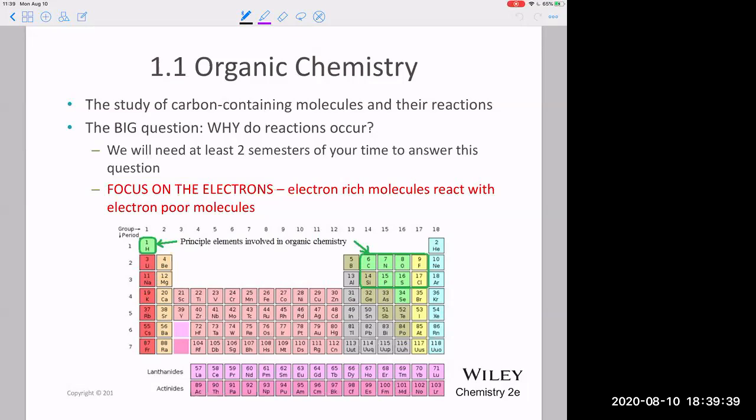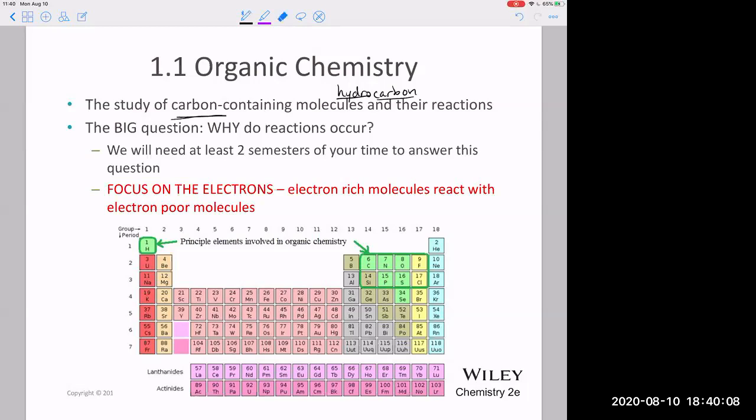All right, so you'll often hear it said that organic chemistry is the study of carbon-containing molecules, okay? And so it is, in the strictest sense. We consider a molecule to be organic if it's a hydrocarbon, okay? Hydro meaning that it contains hydrogens, carbon meaning that it contains carbons, okay? So if you're a hydrocarbon, you're an organic.